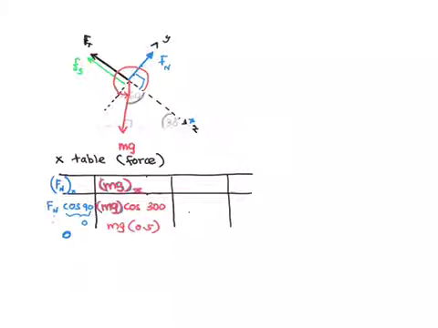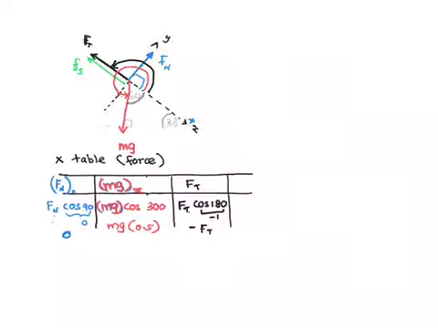And then I am going with the tension, that would be Ft, and then the corresponding angle, again going with the black, is 180 with respect to the positive x-axis. So you have Ft cosine 180. Cosine 180 is negative 1, so you end up with Ft times negative 1, which is negative Ft.